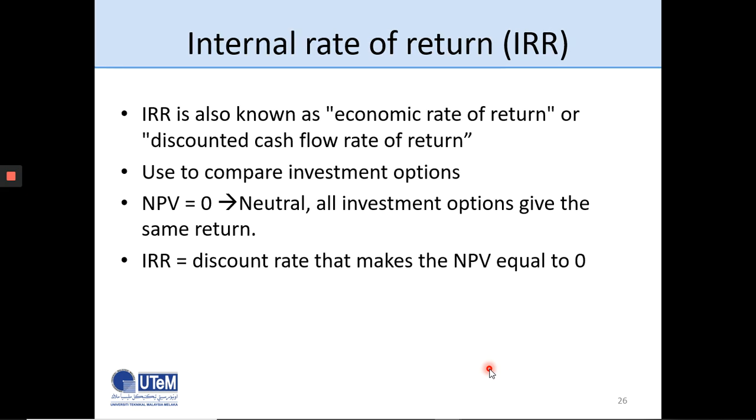Another term that you can use is internal rate of return. Internal rate of return, IRR, is also known as discounted cash flow rate of return, and it is used to compare investment options. If you get the net present value equal to 0, then it is neutral. That means if it's 0, then whether you choose A or B, you get the same return.